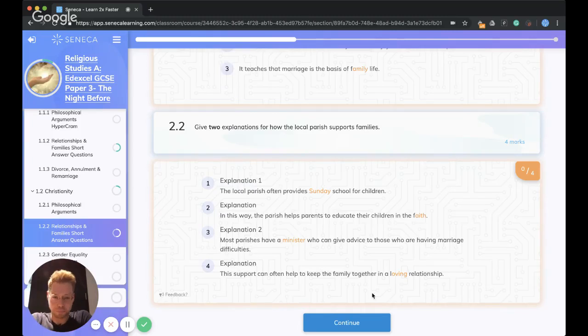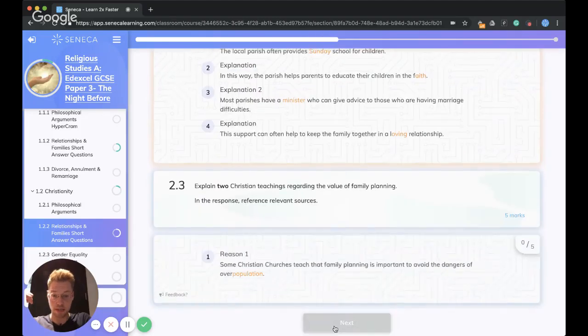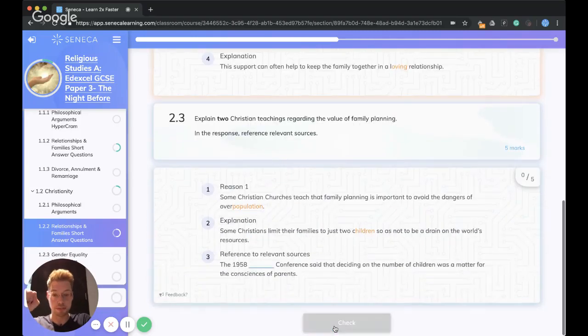Okay, so let's go back to religious studies. Explain 2 Christian teachings regarding the value of family planning, and in the response reference relevant sources. So again, to get all those marks, you need to answer all parts of the question, so we need to give a relevant source. Reason 1: some Christian churches teach that family planning is important to avoid the dangers of overpopulation. Some Christians limit their families to just 2 children so as not to drain the world's resources. So again, reason 1, then we give an explanation.